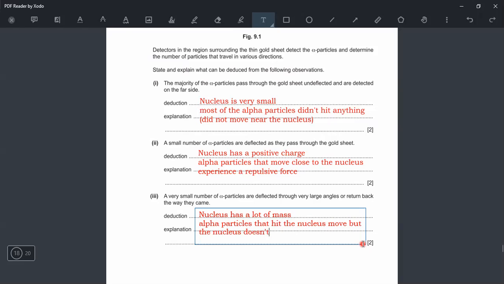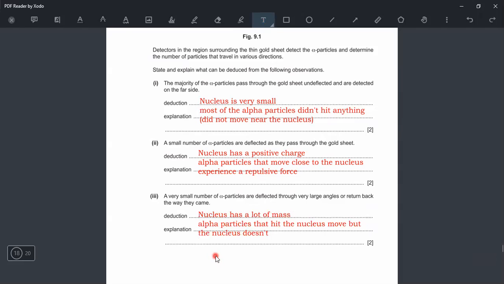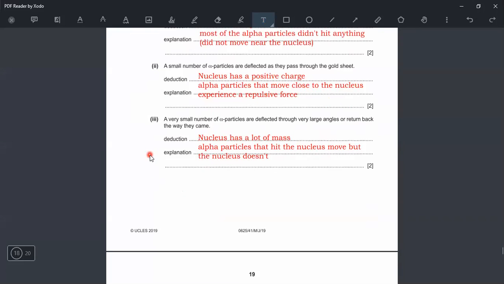Think about this. If the nucleus wasn't massive, if it didn't have a lot of mass, or if it wasn't dense, and the alpha particle hits the nucleus, the nucleus should have been knocked out like a billiard ball, like boom, just moves away. Why didn't it do that? Because it's basically you using a ping pong ball to hit a bowling ball. It's extremely heavy. Most of the mass of the atom is in that nucleus, so the nucleus doesn't move. That's why the alpha particles go back.